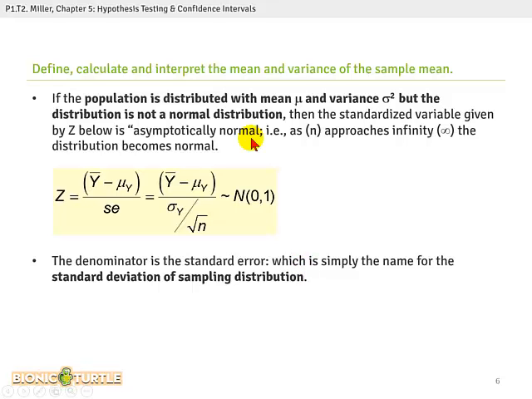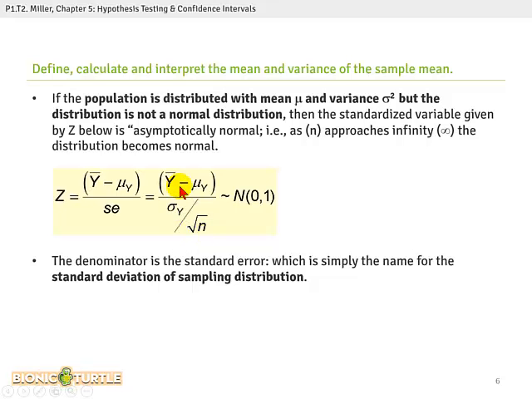And so if a population is distributed with mean of mu and variance of sigma squared, and by the way, we have these Greek symbols which connote population parameters as opposed to sample statistics, then the standardized variable given by z is asymptotically normal, or approximates normal increasingly, as n approaches infinity. So here's that variable here, and we'll use that often.